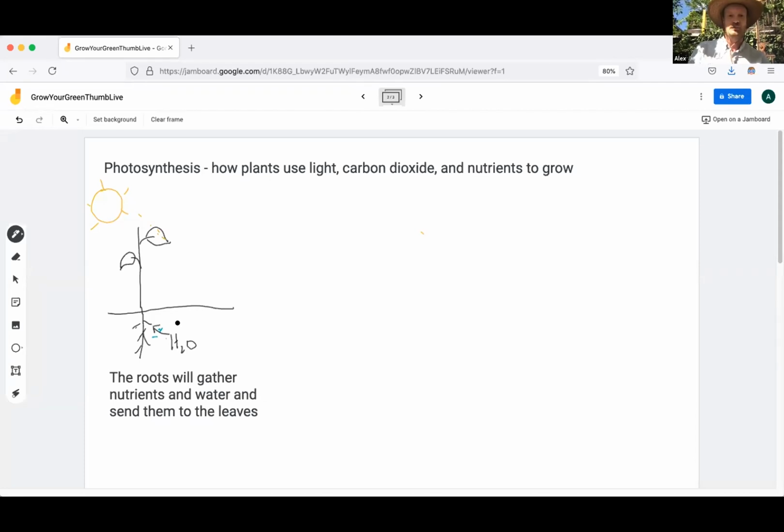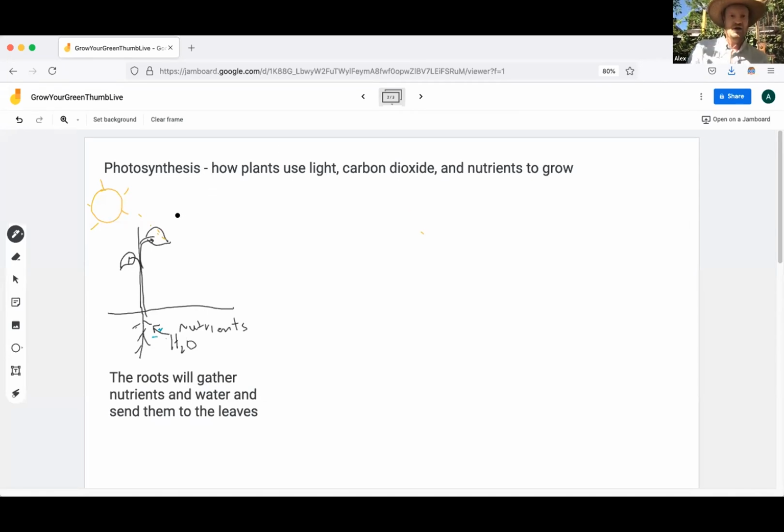So we have water and we have nutrients that will come up from the roots, like so. Those will enter the roots and they will go up to the leaves through the plant. The plant has a vascular system to move the nutrients and water, just like we have a vascular system in our body to move blood and other fluids. Okay.